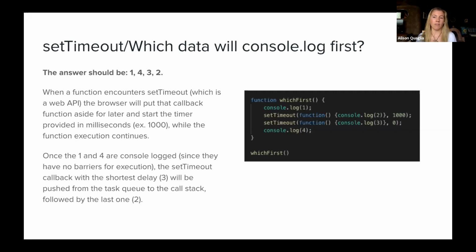So even though we have 0 milliseconds there, it's still going to be put aside. So we're going to have console.log 1 and then 4, since they don't have any barriers for execution. And then whichever setTimeout has the callback which has the shortest delay, which in this case is 3. And then the last one will be pushed from the task queue to the call stack. And then that last one, which is number 2 with the 1,000 milliseconds.